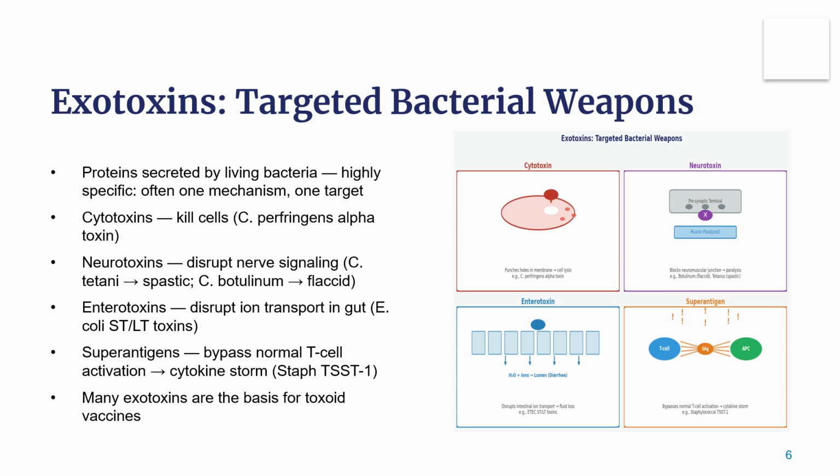Tetanus toxin does the opposite. It blocks inhibitory interneurons, causing spastic paralysis. 2 toxins from the same genus doing opposite things to the nervous system. Once you understand the mechanism, the clinical signs make complete sense.